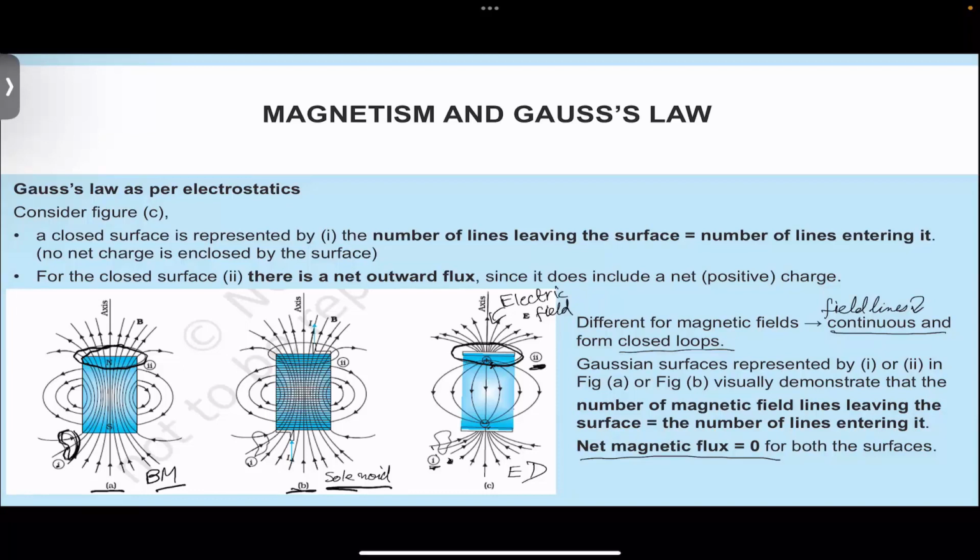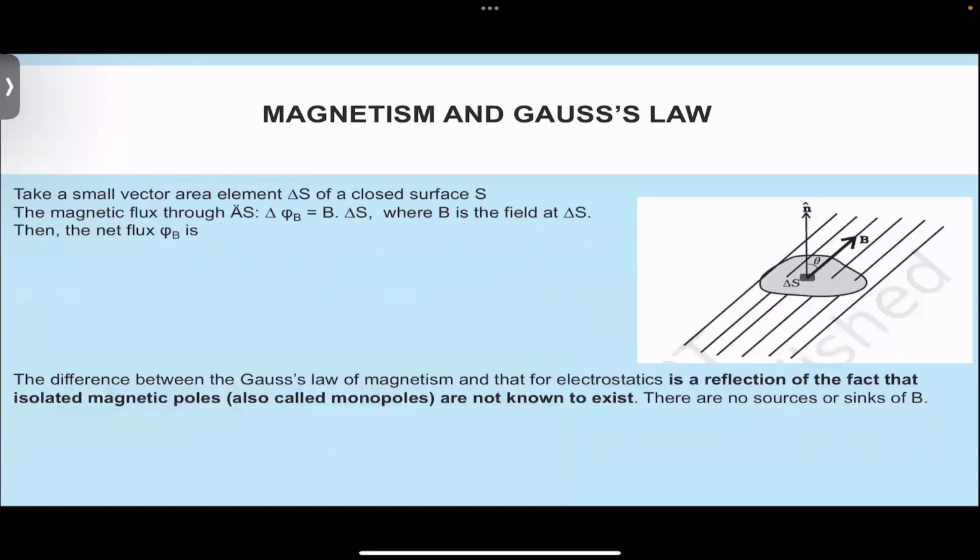We are not considering any charges over here. There is a current associated with the solenoid, and for the bar magnet, it is there just because of the existence of the magnetic dipole.